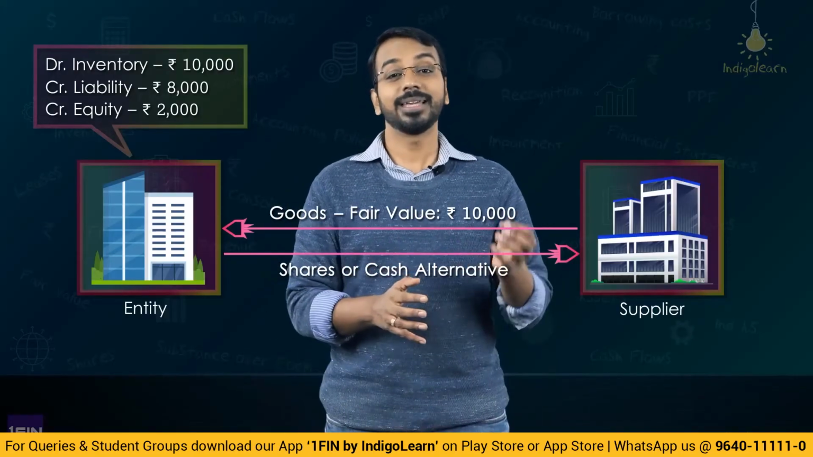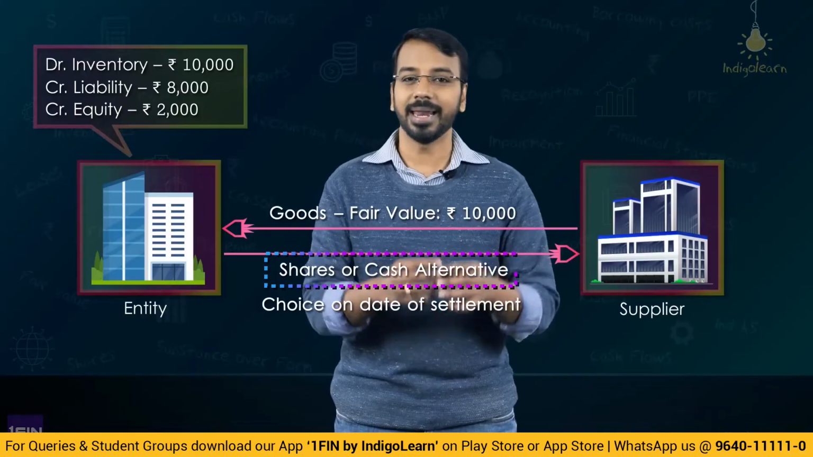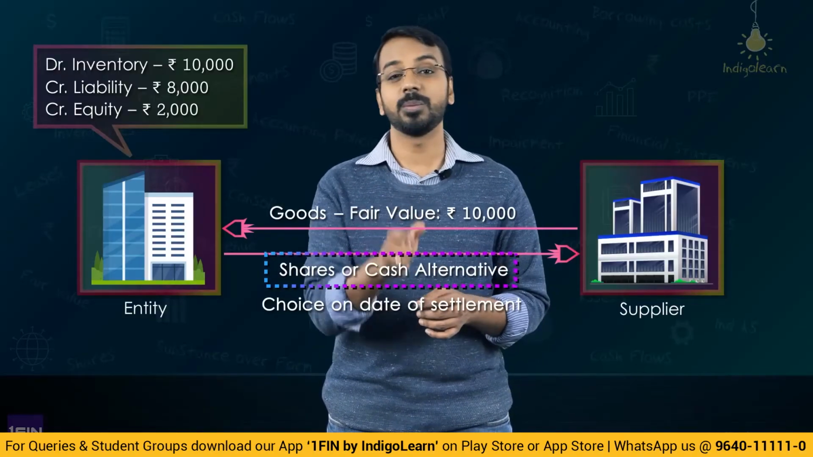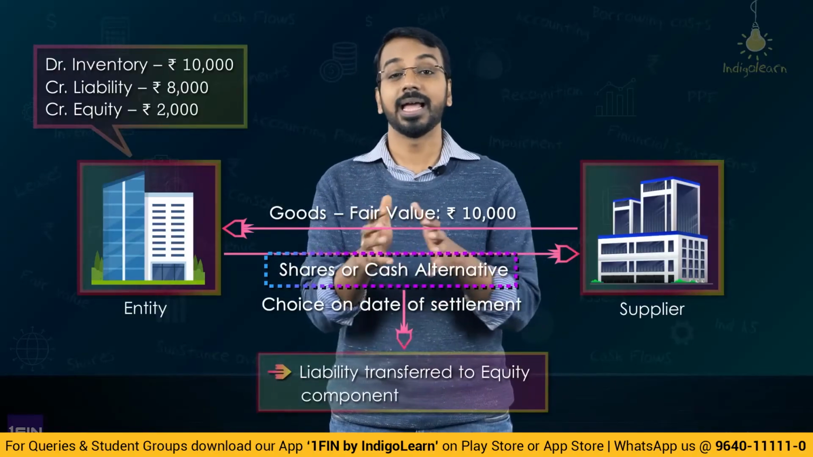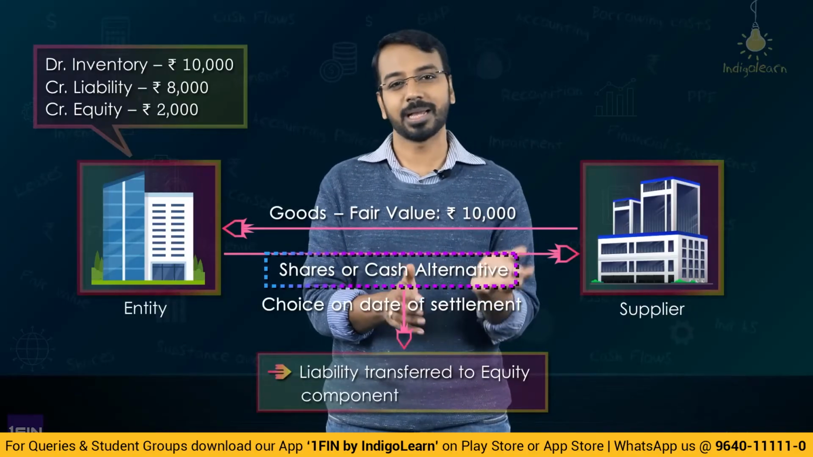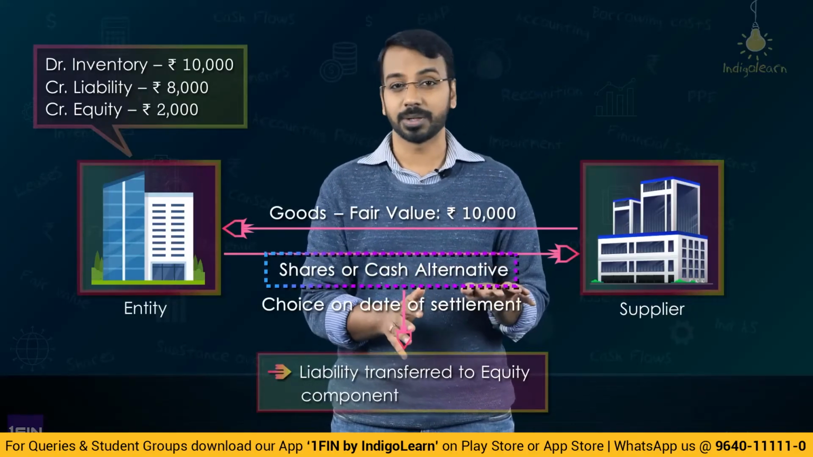Now on the due date, if the supplier wants to take equity, then whatever is the liability balance will be transferred to equity, and you will credit maybe the share capital and securities premium account appropriately. Okay, so this is how you will account for a transaction where the other party has an option either to take equity or to take cash settlement.